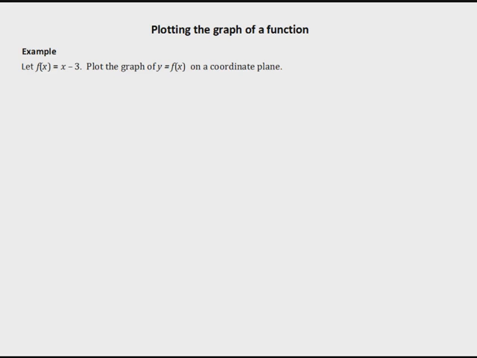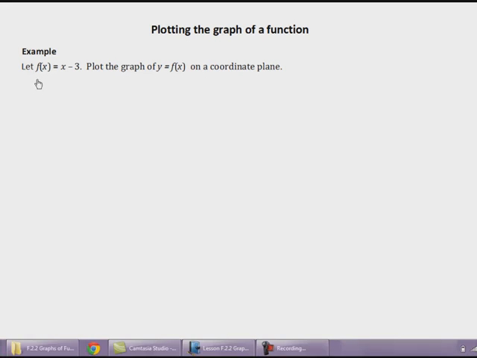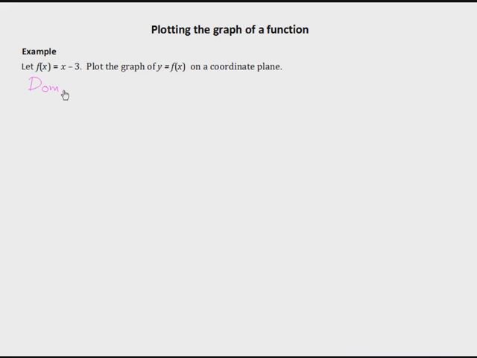Let's look at a very basic example. Let f(x) equal x minus 3. Plot the graph of f(x) on a coordinate plane. So I need my input values or my domain values, and I'll get my range or my output values. Suppose I take minus 2, minus 1, 0, 1, 2 as my input values. x minus 3 is the function, so I'll get minus 5, minus 4, minus 3, minus 2, and minus 1.